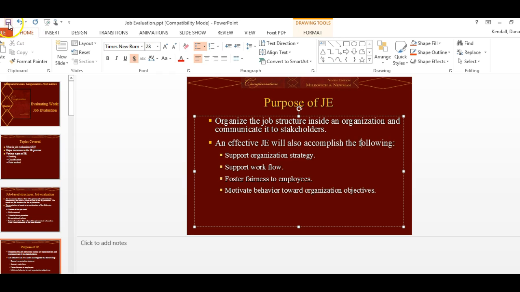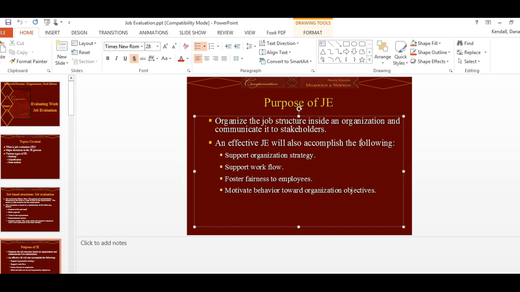All right, so also what job evaluation does is it provides a basis for determining base pay, or at least a starting point for what we're going to have as a base pay for the different positions in the org.